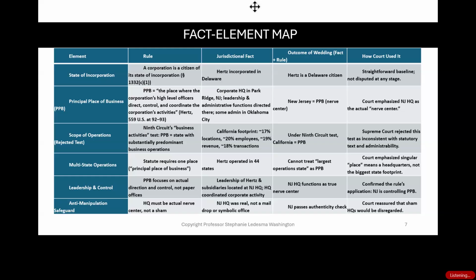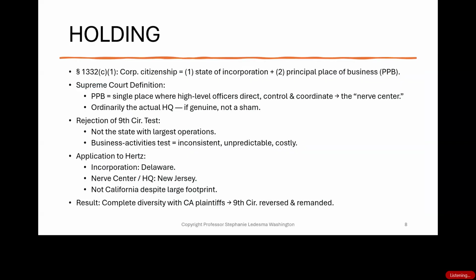Let's go further down on the chart. Where is the leadership and control? Where does that lie in Hertz? According to Hertz, that's in New Jersey. Okay. Where does Hertz operate business? Hertz operates business in 44 states. All right. Once we look at the fact element chart, we look at the wedded outcome and we analyze that outcome, we get the holding.